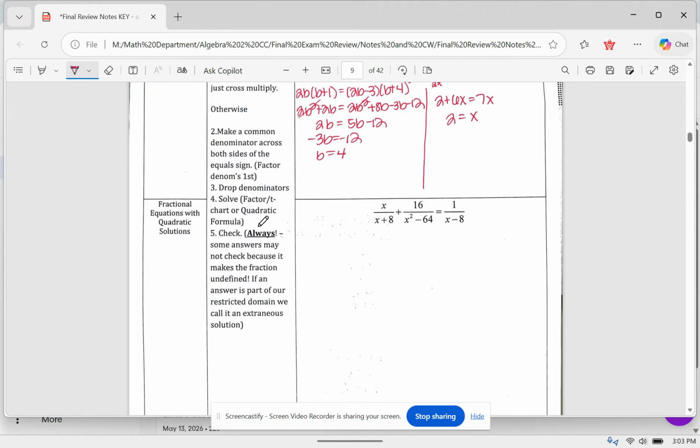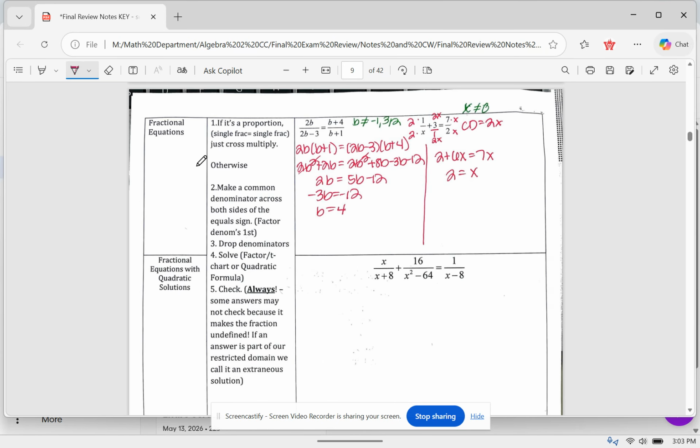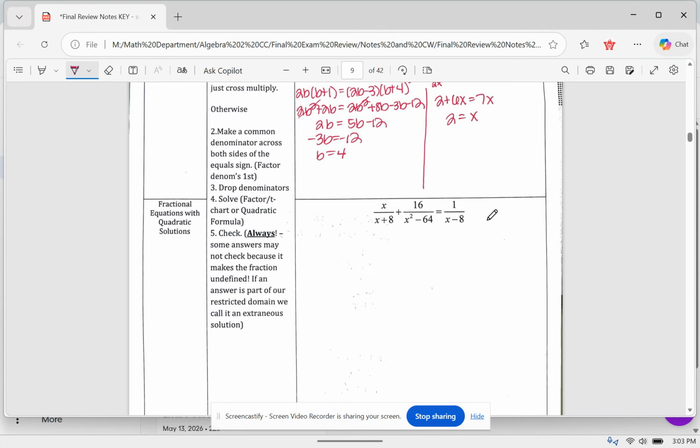All right, next page, we're going to look at fractional equations. You'll notice I already have the top section filled out because those are very easy, just proportions where you cross multiply. So single fraction equal to single fraction. But if it's not that, I'm still going to look to get a common denominator first.